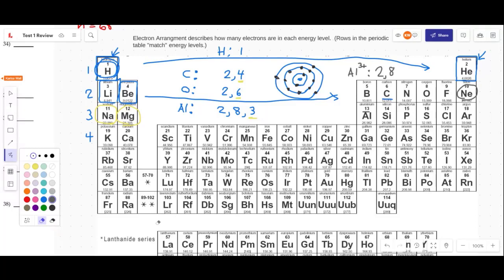Let's go back to the questions that we were looking at. Before I do that, do y'all feel like you have a pretty good understanding of how to get electron arrangement at this point? Okay, cool. So let's go ahead and slide back to the question.